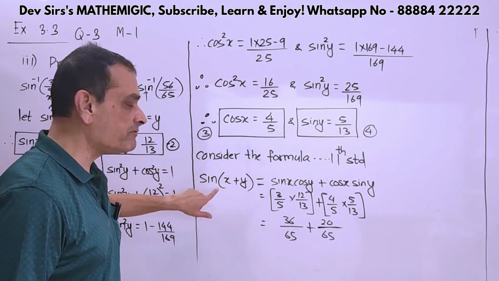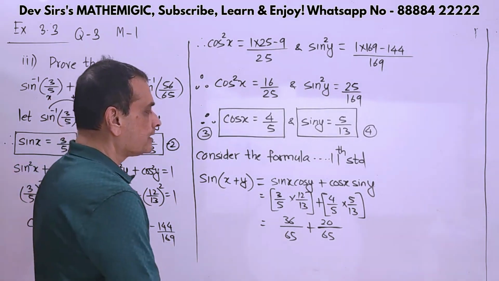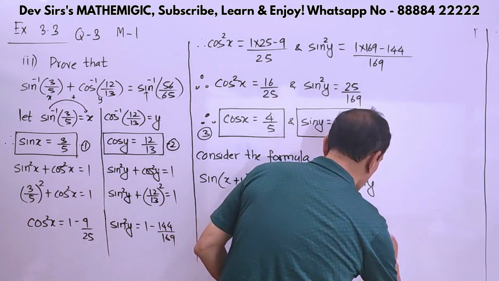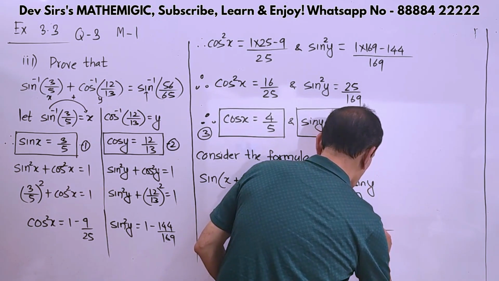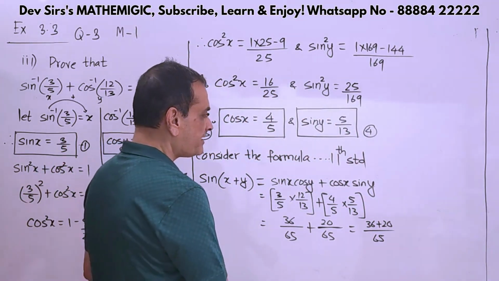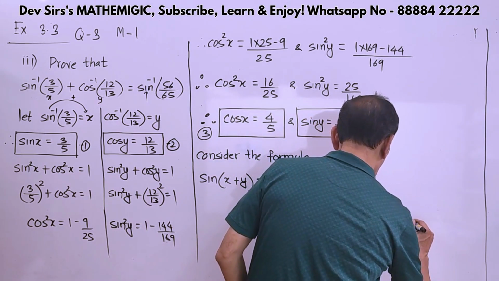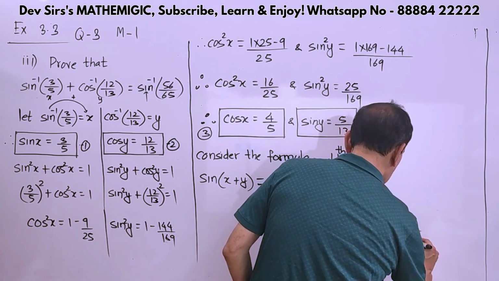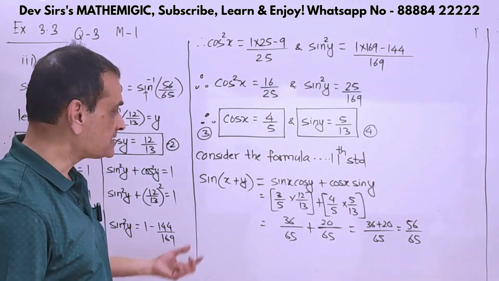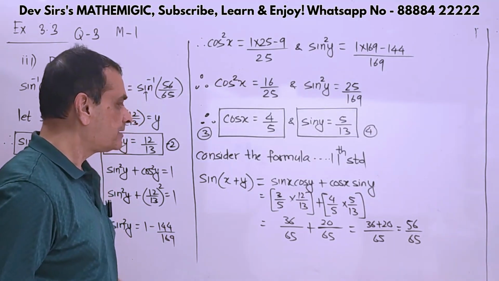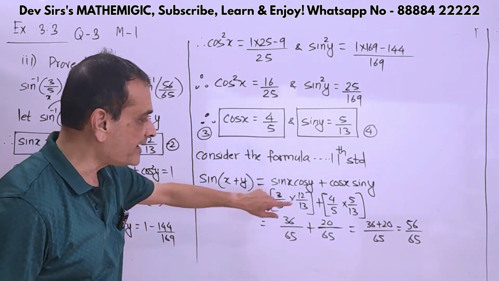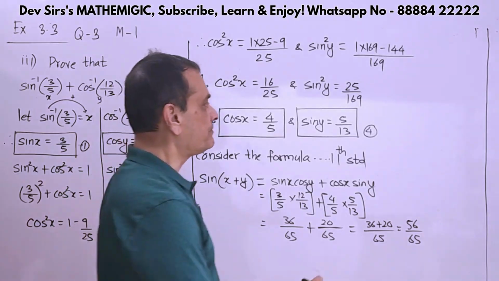So after getting the 4 values, I have used the formula for sin of x plus y. Now see, 65 is the common LCM. 36 plus 20. Okay, answer. 36 plus 20 is 56 upon 65. Now you will understand why I took sin of x plus y, right? So I am getting the answer for sin of x plus y equal to 56 upon 65 after expanding all this. So let's see.